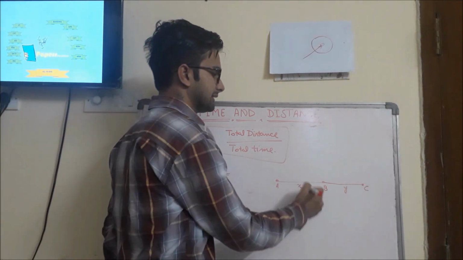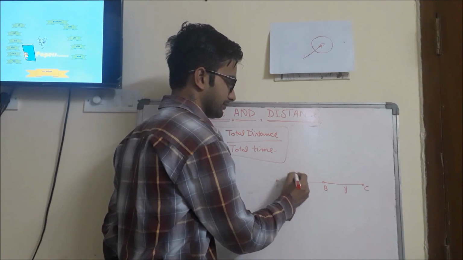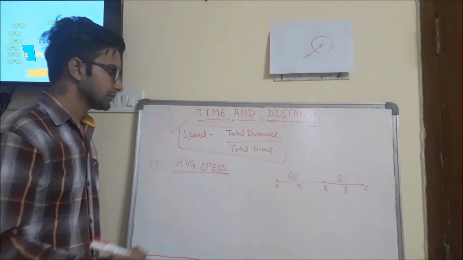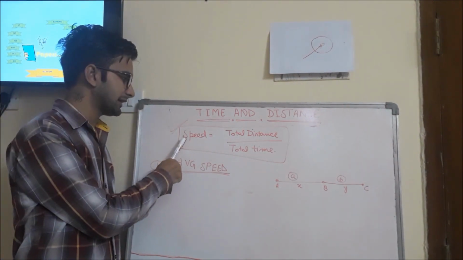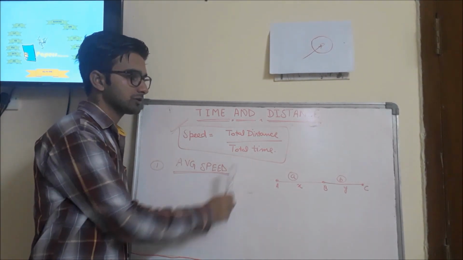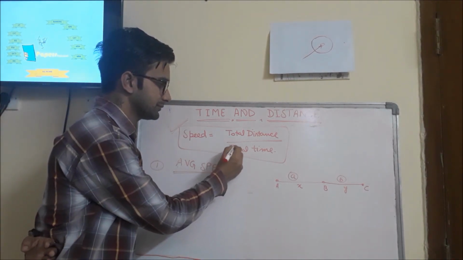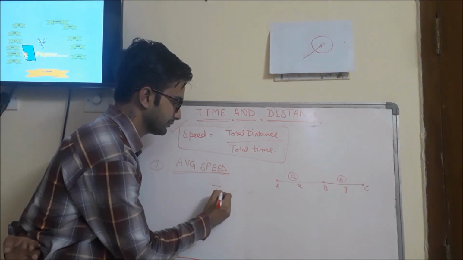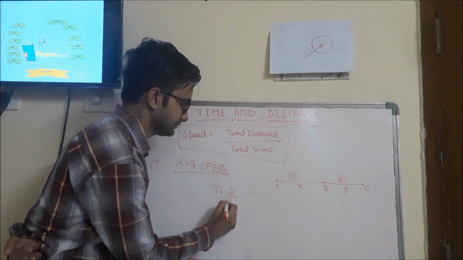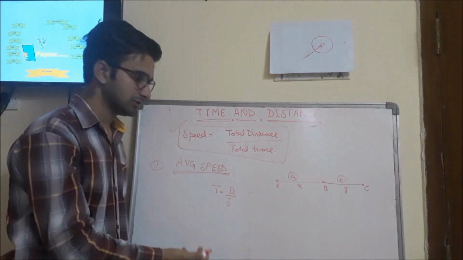Let's take the total distance from A to B as small a, and small b is the total distance from B to C. So just go to our formula. This is the formula. We need to tackle the total time taken here, so we will just change the formula. Time will be distance upon speed. Just vice versa, we just change the formula, that's all.